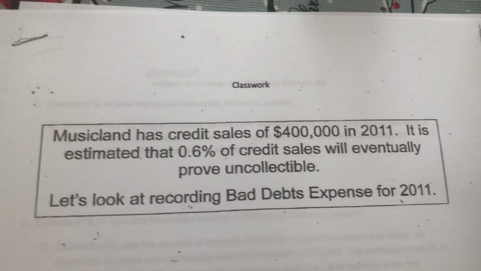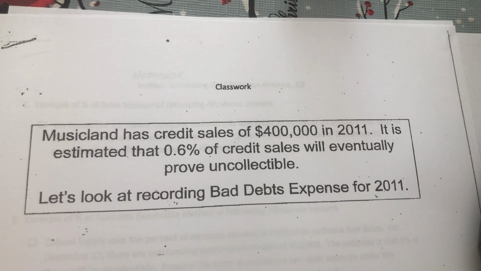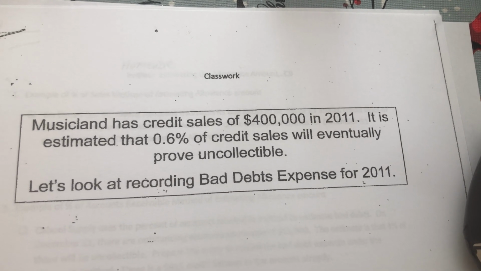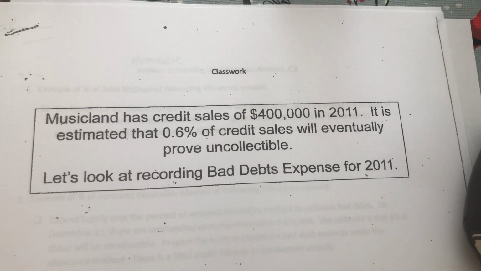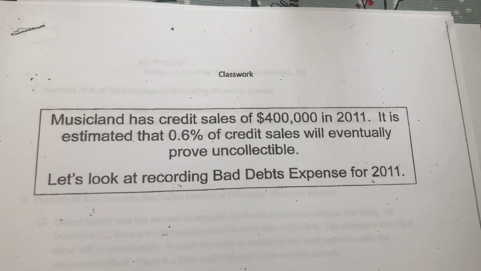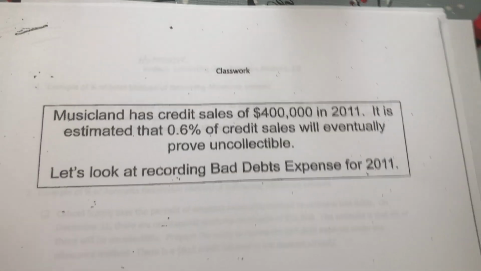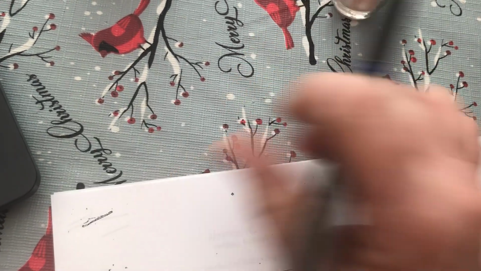Let's read what it says. Music Land has credit sales of $400,000 in 2011. It is estimated that 0.6% of the credit sales will eventually prove uncollectible. Okay, let's look at what bad debt expense is. So here's the journal entry that we're interested in. Let's write it up here at the top.